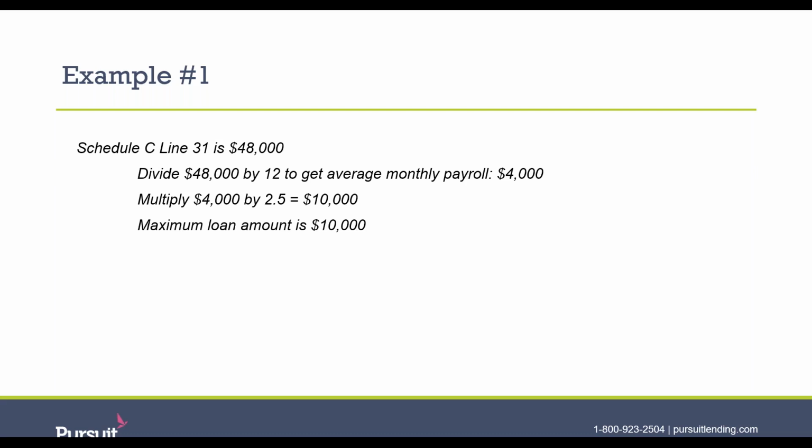Let's move on to a couple examples so you can see how this works with some live numbers. Our first step is to get that Schedule C number, line 31. In this case, that net profit was $48,000. We then take that $48,000 and divide it by 12 to get our average monthly payroll of $4,000. Finally, we'll take the average monthly payroll and multiply it by 2.5 times. In this example, the business is not in the food service or accommodation industries, so we multiply it by 2.5 times to get our maximum loan amount of $10,000.